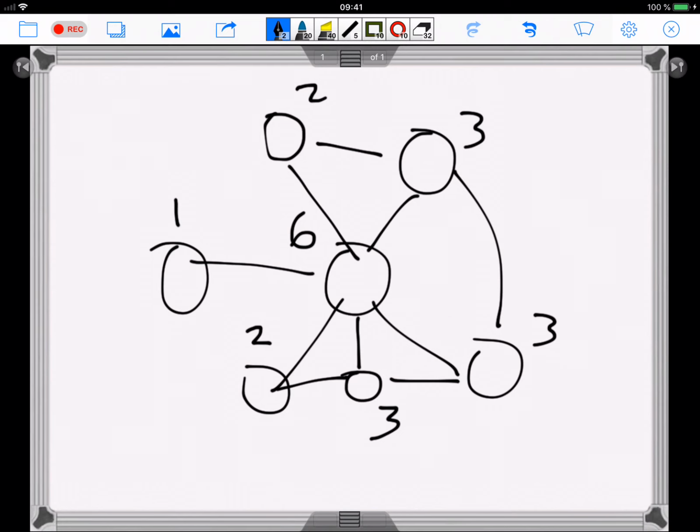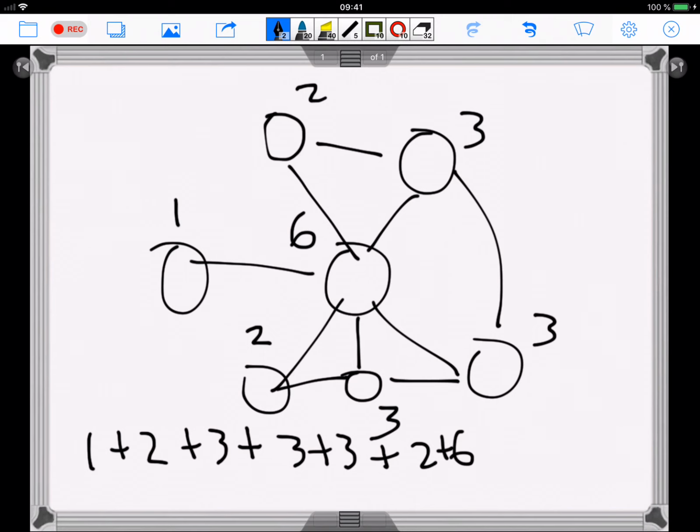Okay, so now we have to add all these numbers here. So we have 1 plus 2 plus 3 plus 3 plus 3 plus 2 plus 6. Okay, so we have 3, 6, 9, 12, 14, 20. Okay, 20 is the sum of all the degrees of the vertices in this graph. And as we have stated in the theorem, of course, this is an even number.